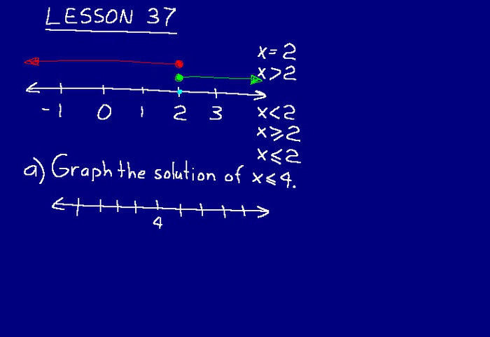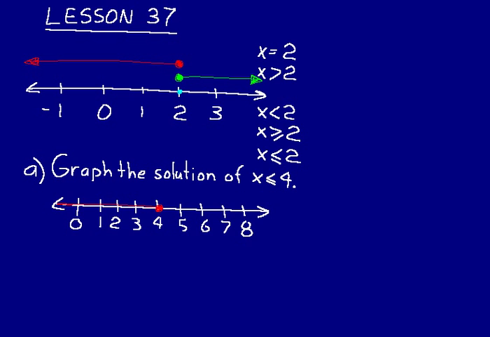And then I don't really need to put all the other numbers on there. It's not that important, but I'll go ahead and do it. Okay, now we want to graph the solution for x less than or equal to 4. So less than or equal to 4, that means we will include 4. And so I'll put a closed circle there at 4, and then it's less than or equal to 4. That's our solution set, so we'll shade in to the left.